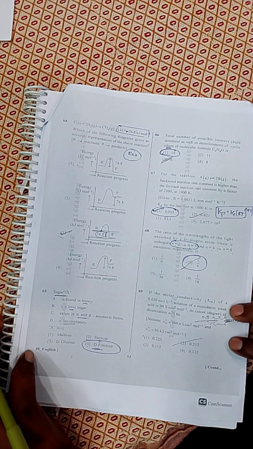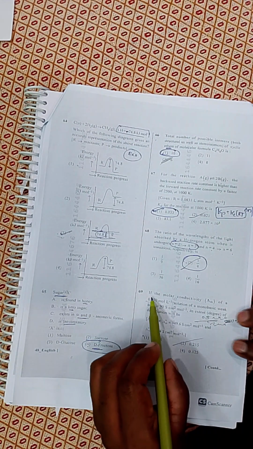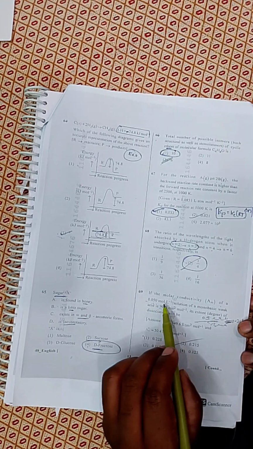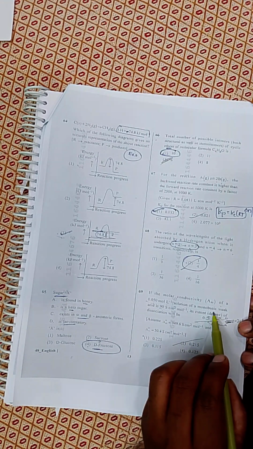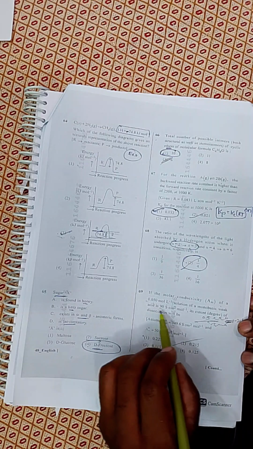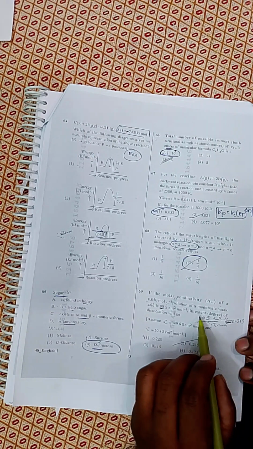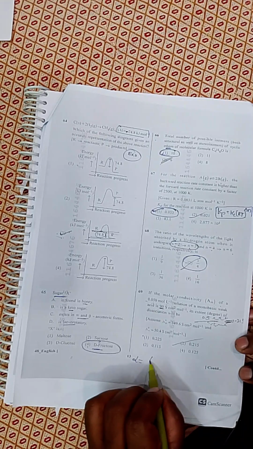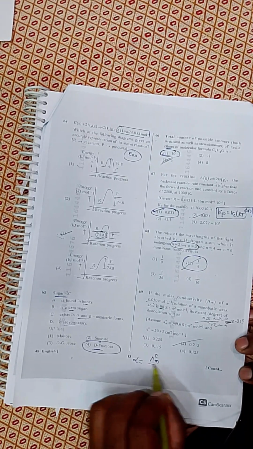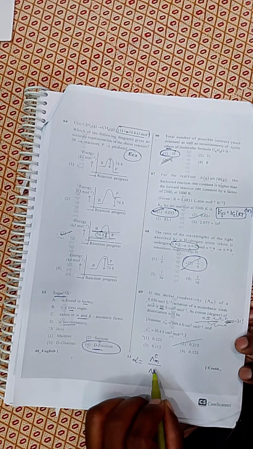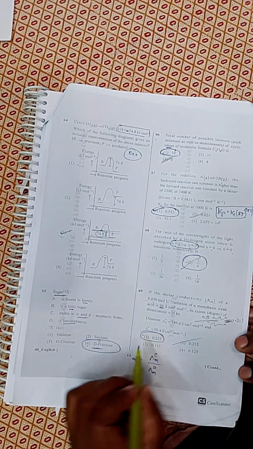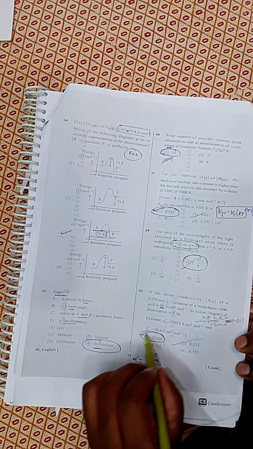Next, if the molar conductivity of a 0.05 molarity solution of a monobasic weak acid is 90, the degree of dissociation has to be calculated. Degree of dissociation equals molar conductivity at the given concentration divided by molar conductivity at infinite dilution. Now here the answer is 0.225, that is the correct one.